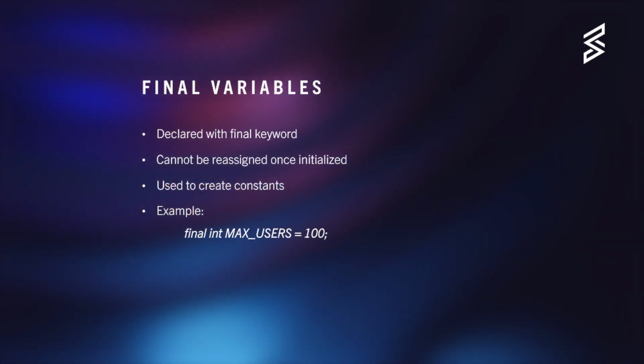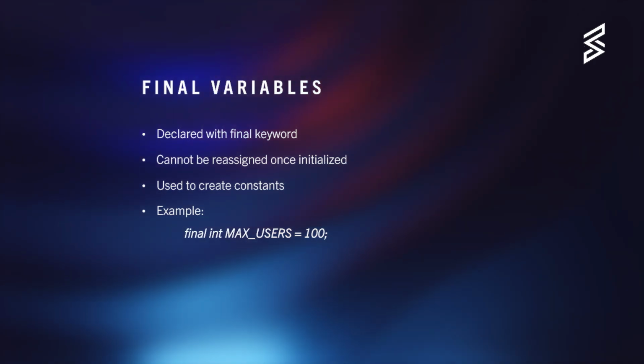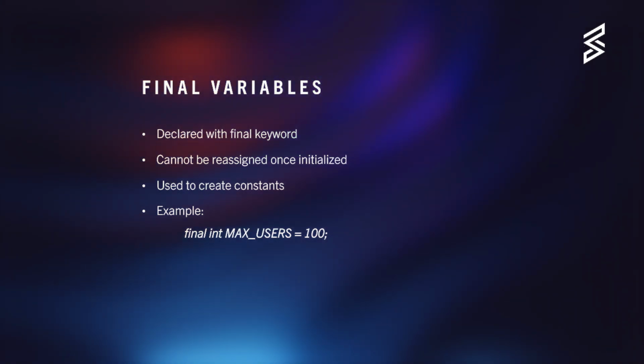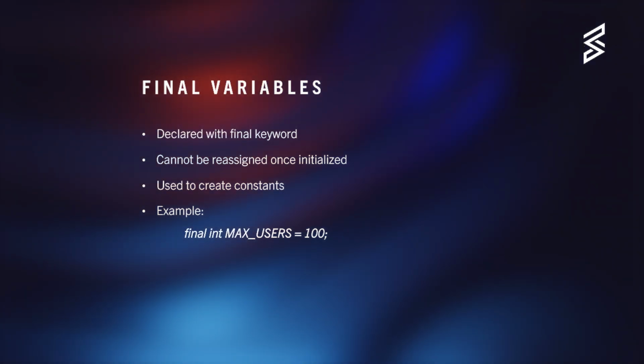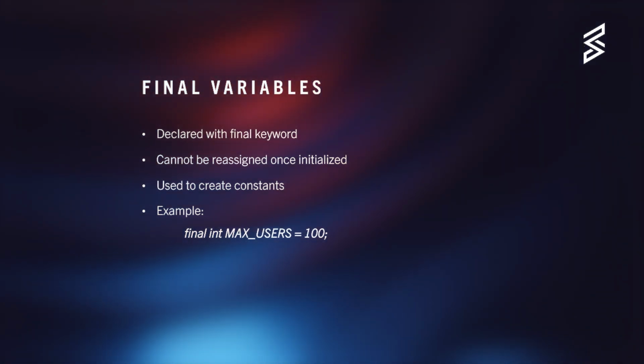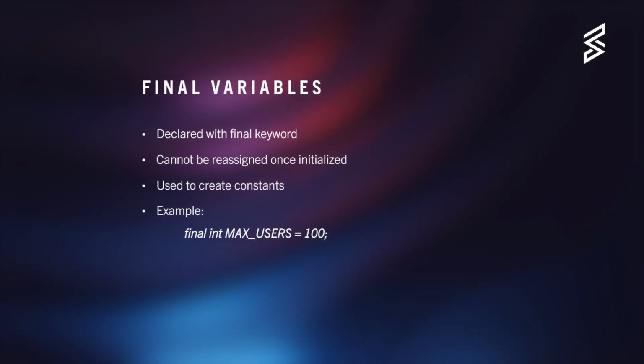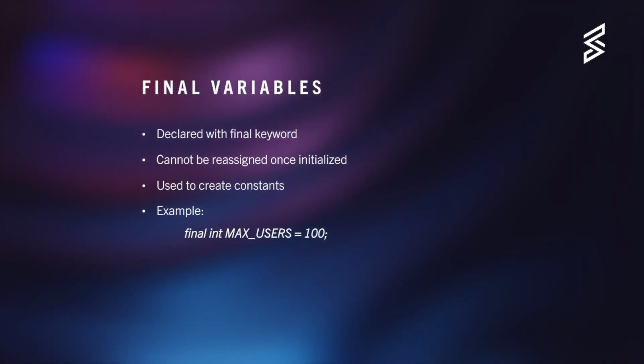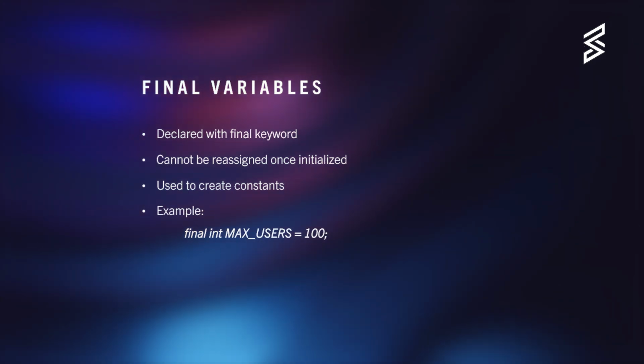Final variables. If you use the final keyword, the variable becomes a constant. It can't be changed after it's initialized. For example, final int maxUsers equals 100. maxUsers now acts like a constant. Trying to assign it a new value will result in a compilation error.